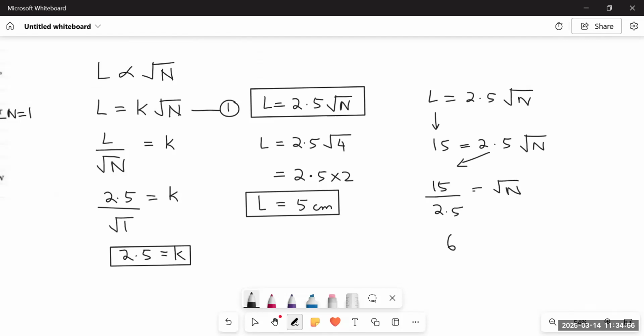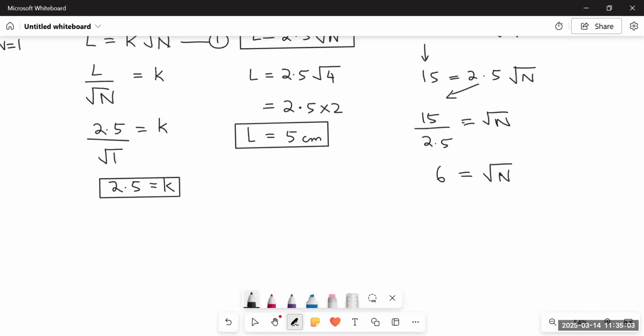But this is the value of under root N. So what we have to do next, since this is a square root, we will find the square.